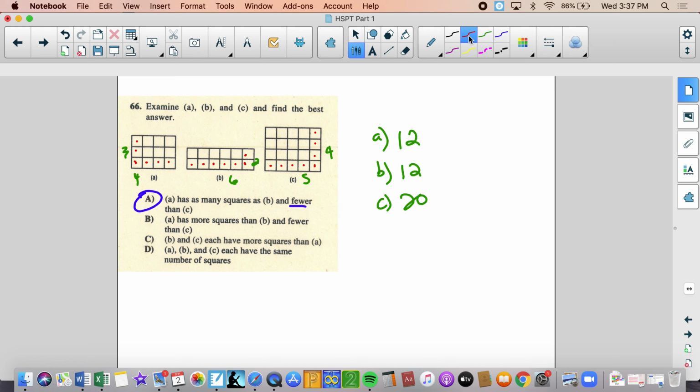And let's go through the rest. A has more squares than B. Nope. B and C each have more squares than A. Nope. And A, B, and C have the same number of squares. Nope. All right. Nice little silly mistake right there. That's when you're rushing too fast, and reading comprehension is extremely important. But I like that we ran into the situation where we couldn't find the right answer. What do you do? You go back and quickly check your work.